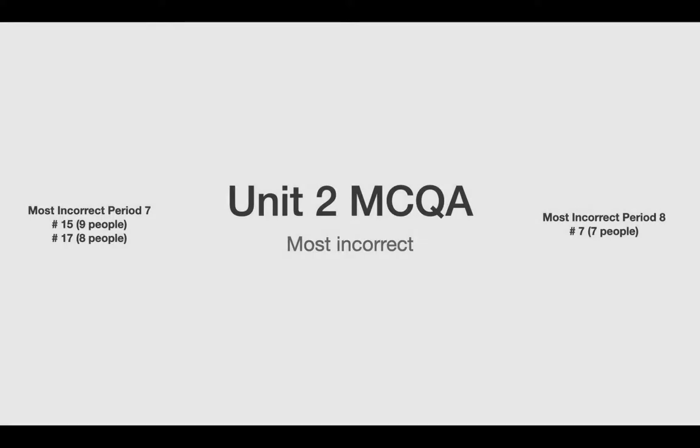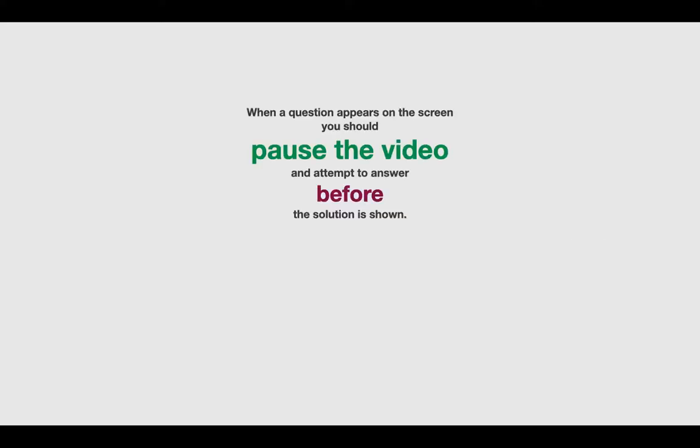Here are the answers for Unit 2 Multiple Choice Quiz A. There were 3 questions that were most incorrect. As you watch this video, stop, redo the question, and then play the answer.